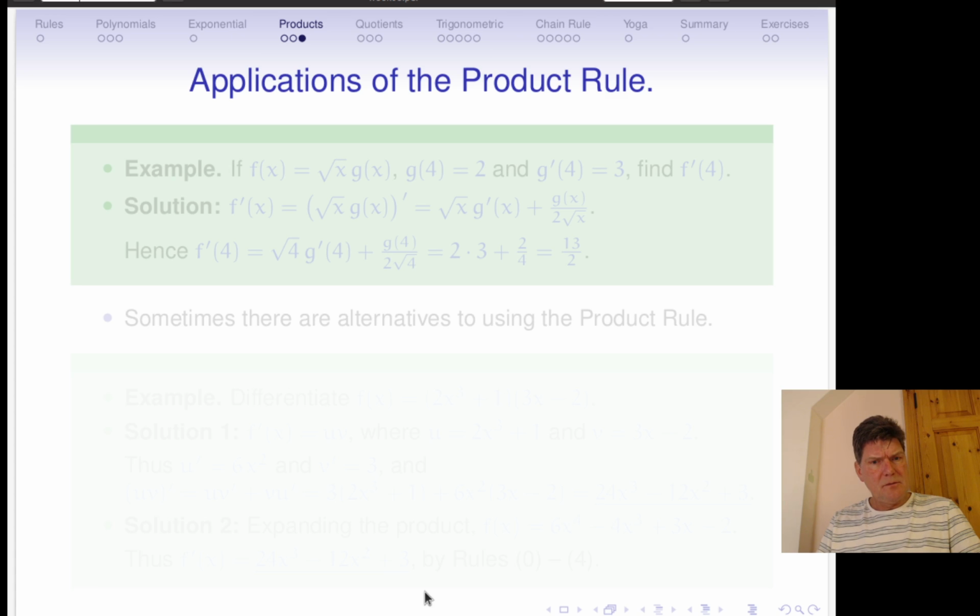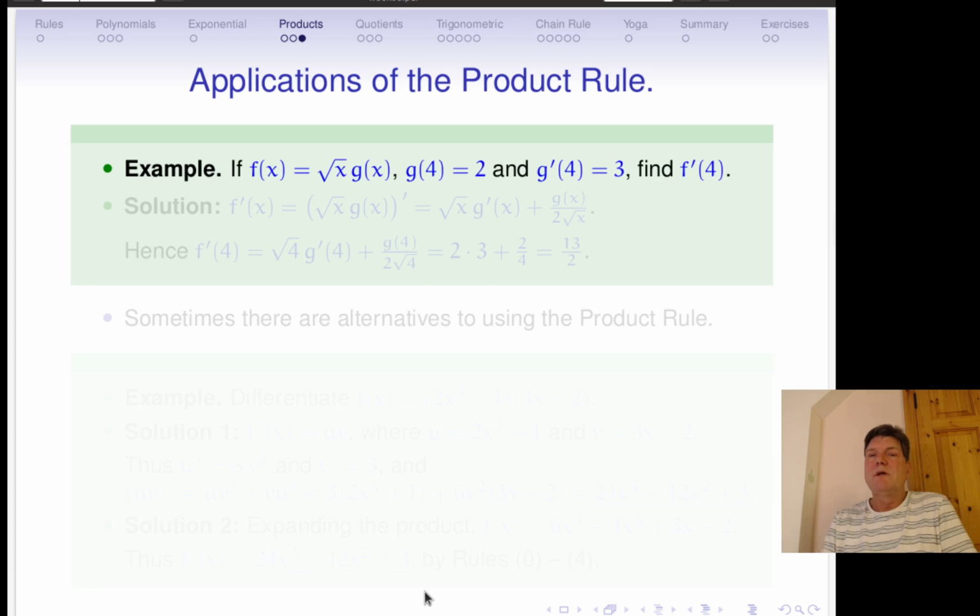Here are some more examples, applications of the product rule. Here's an example where we only have partial information about the second factor involved. Here's a function given as the product of square root of x and the function g of x, of which we only know that g of 4 is 2 and the derivative of g at 4 is 3. Let's try and find the derivative of f at 4.